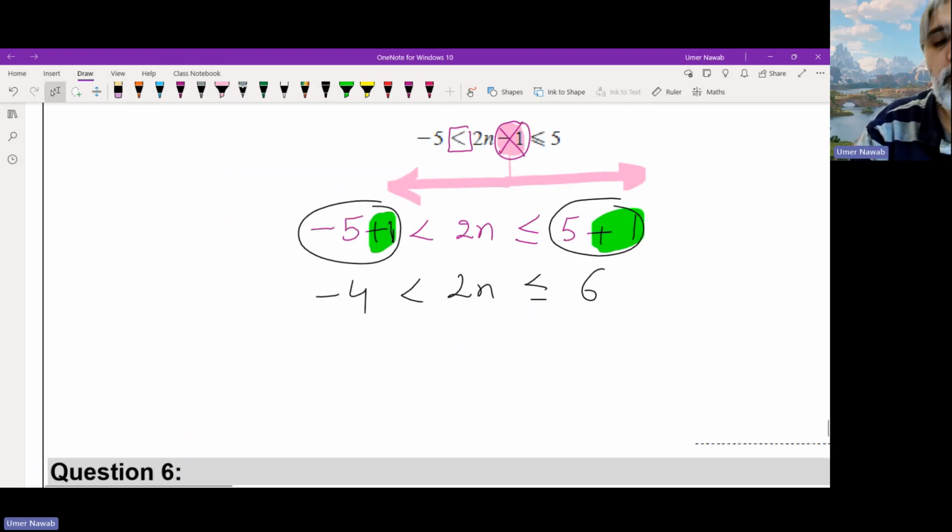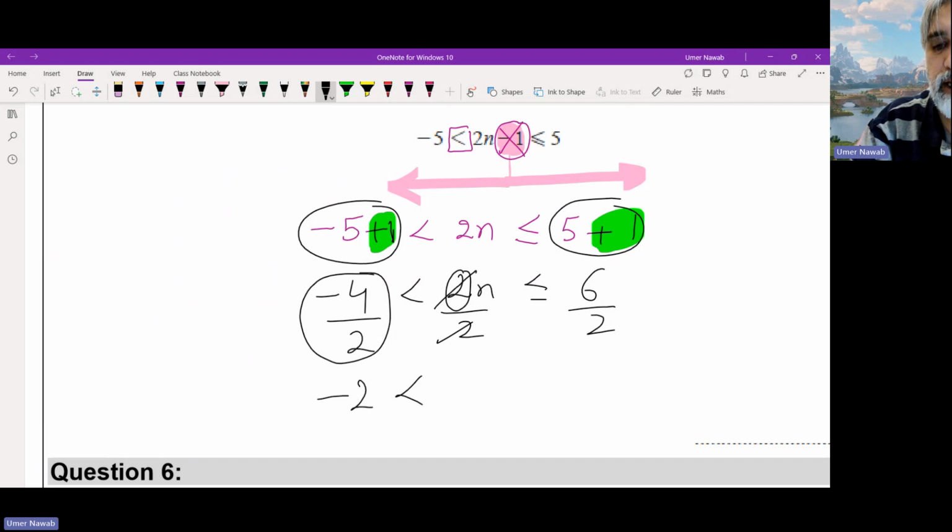Is my job done? No, I still have a 2 multiplied here. So divide by 2, divide by 2, divide by 2. What is minus 4 over 2? That is minus 2, less than 2n over 2, the 2s cancel, so just n is left. That was my aim. And 2 cancels with 6, it gives me 3.